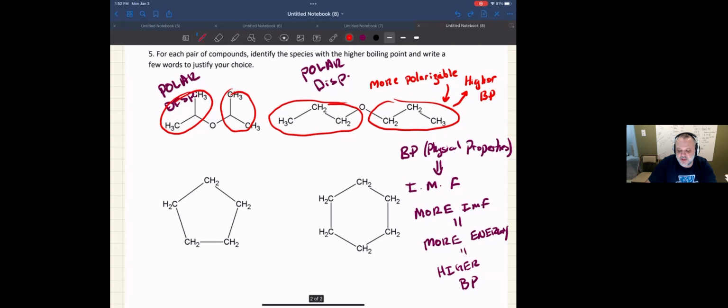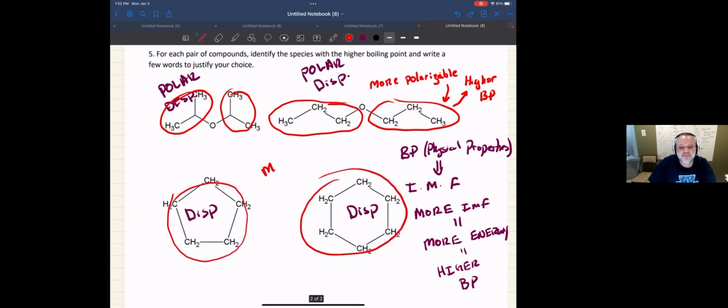Okay, for the one below, it is a different number of atoms. They're not polar, they both have dispersion forces. And so at the end of the day, the one with more atoms means more polarizable. And so that means the one with more atoms has the higher boiling point. Okay, there you go.